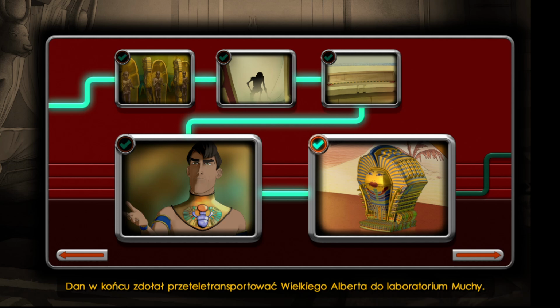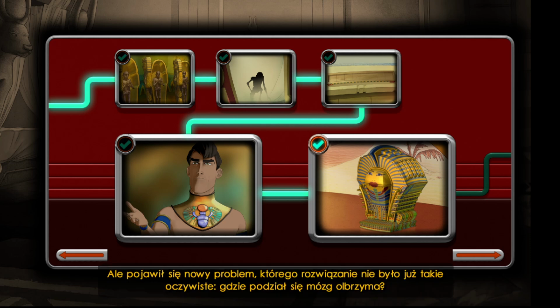Finally, Dan had managed to teletransport Big Albert's body to Fly's laboratory. But now there was a new problem that they didn't have a solution to. Where was his brain?